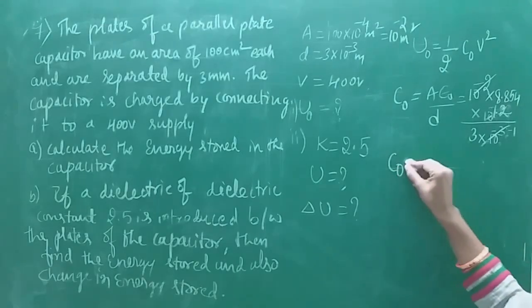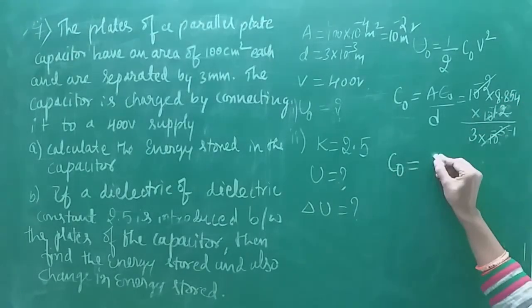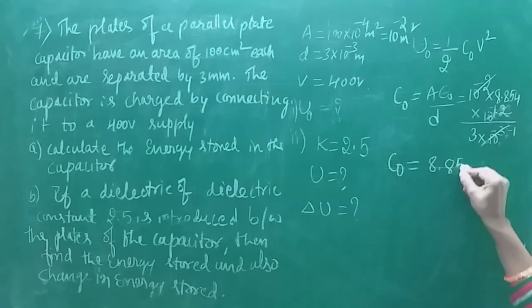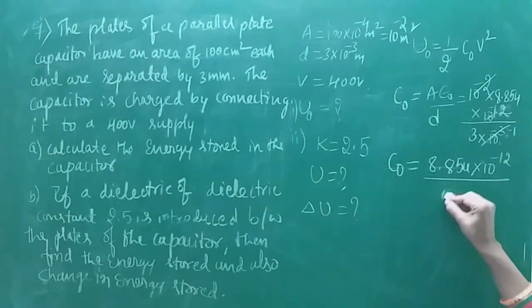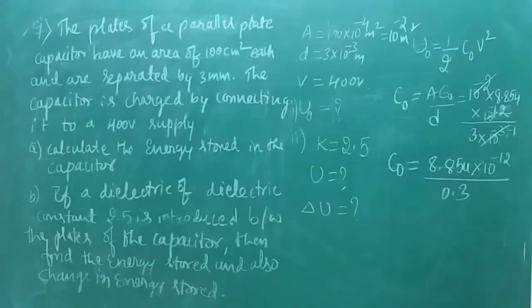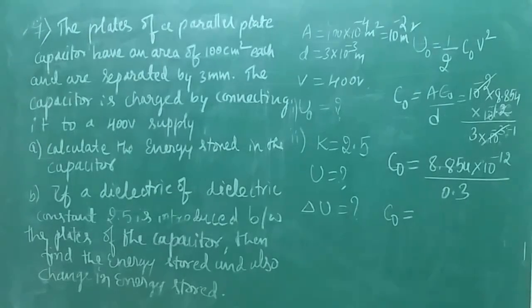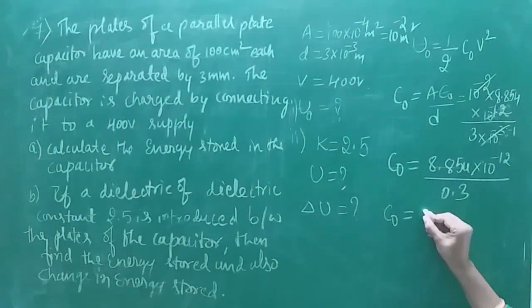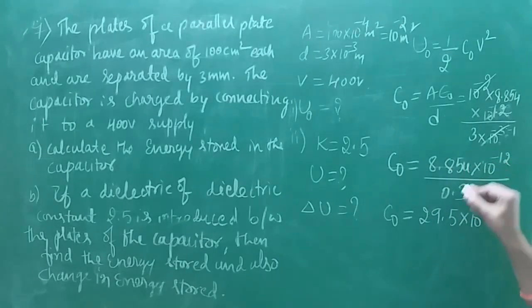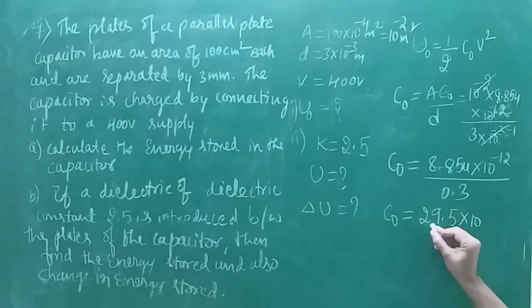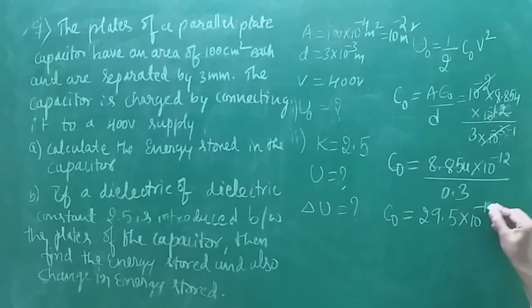So we can write C naught is equal to, in the numerator, 8.854 into 10 to the power of minus 12 divided by 0.3. If you simplify this value, 8.854 divided by 0.3 will give you 29.5 into 10 to the power of minus 12 farad.